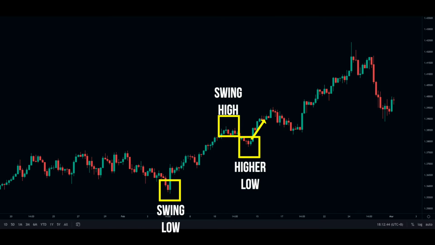Price continues up with an impulse to the upside, breaking the previous swing high in order to form a new swing high. This is a higher high because it's higher than the previous swing high. And this is the start of a basic uptrend. We have a low, a high, a higher low, and a higher high.